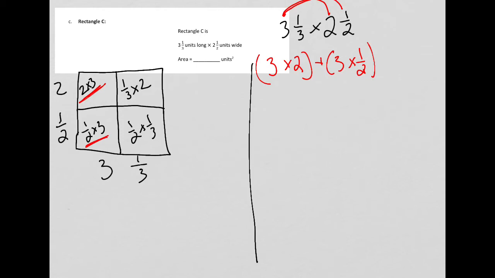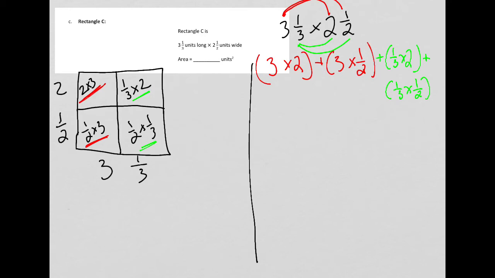Now, I need to take this 1/3, and I need to multiply it by its friends. So I can do 1/3 times 2, and 1/3 times 1/2. Oh, and I'm out of space. And those are these 2 equations. So you can see that both strategies here help us break apart our fractions into the 4 smaller, more manageable equations that we then can find our partial products and add them together.